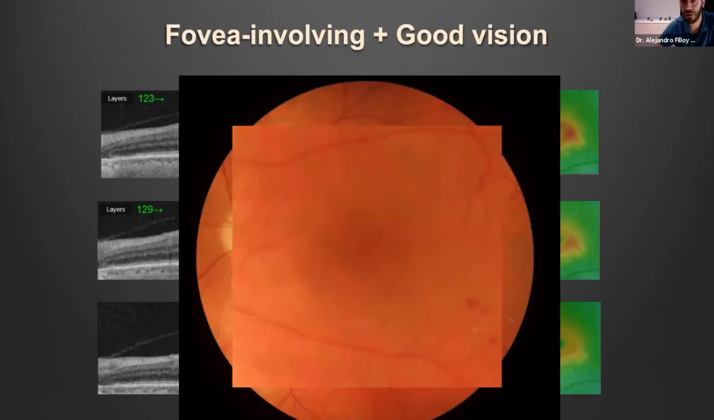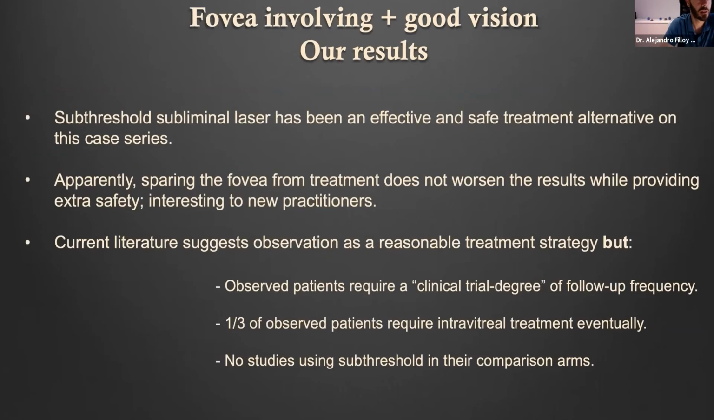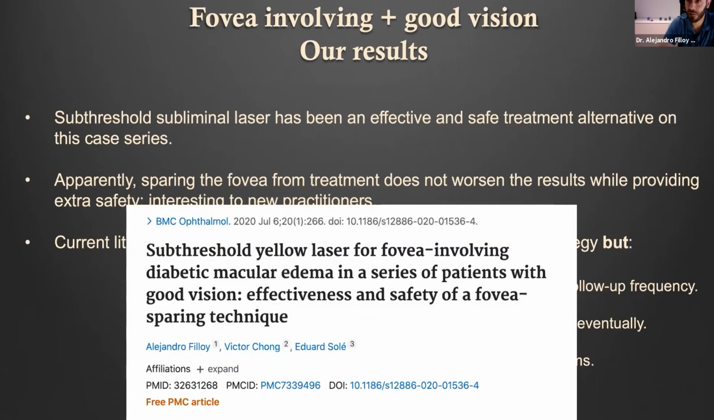We performed a small study in a series of patients, 23 eyes, if I remember well, in this situation, with both fovea involved and good vision. We obtained a significant decrease of central retinal thickness and resolution of edema in most patients, while preserving this good visual acuity and with no significant side effects. This is the conclusion of our results. If you're interested, the study is available on PubMed. It's an open access study, so you can download it readily.